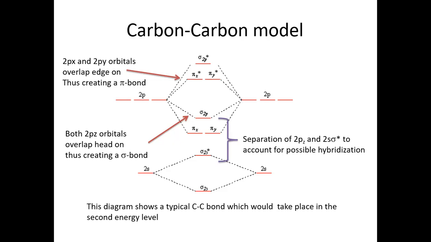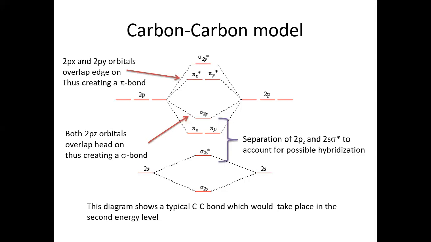So pi x and pi y would also have a pi star x and a pi star y, because anytime you have a bonding orbital, you also have to have an anti-bonding orbital. And the sigma 2p also has a sigma 2p star. It's not the same, but you have to have an anti-bonding orbital. If you've got a sigma p, then you've got to have a sigma star p. So you can see right away that it gets a lot more complicated when we're talking about carbon-carbon bonding.